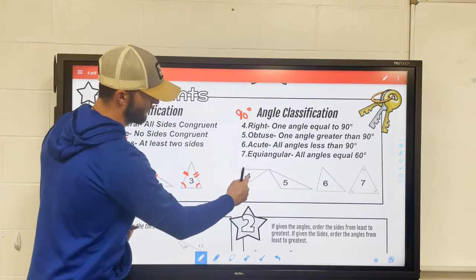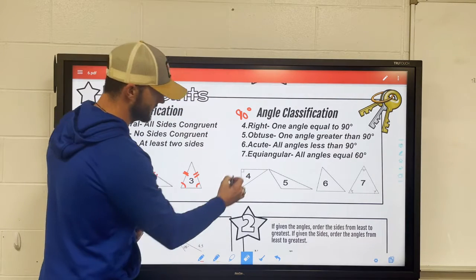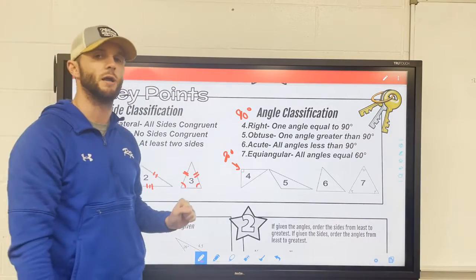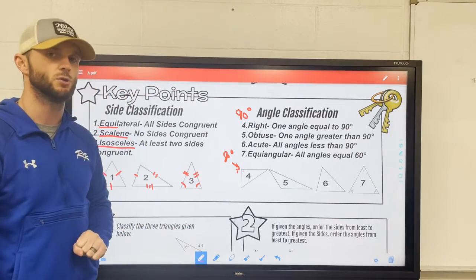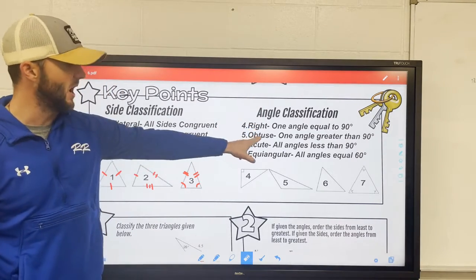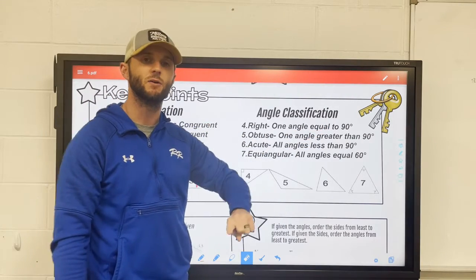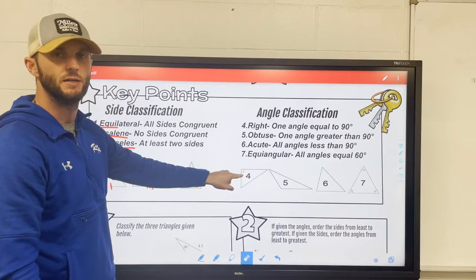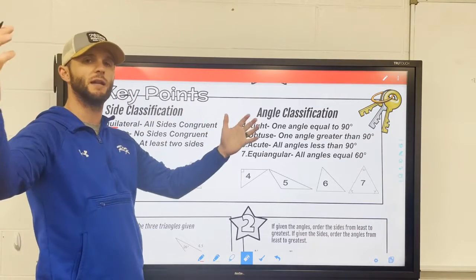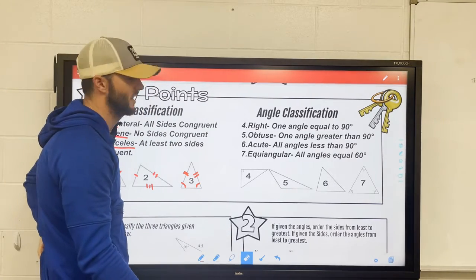So looking at example number 4 here, I have this little box right here, which means a 90-degree angle. Since this angle right here is 90 degrees, that makes this a right triangle. Okay? Same thing for the next one. On number 5, I have an obtuse triangle. An obtuse triangle has one angle that is greater than 90 degrees. I know that little box is 90 degrees. If it's a triangle and it has an angle greater than 90 degrees, it can only have one of those. If I have a triangle where the angle is greater than 90 degrees, that is an obtuse triangle.